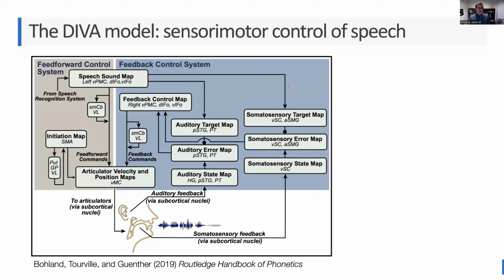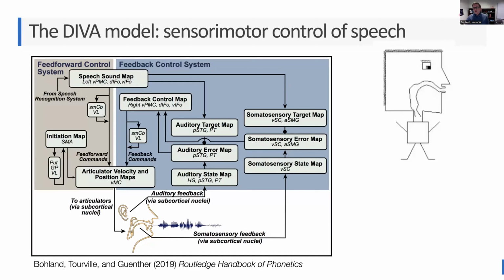So the DIVA model is a model that learns to control chunks of speech. It can produce simulations that will show you vocal tract movements in speech and also corresponding acoustic outputs like this, maybe.